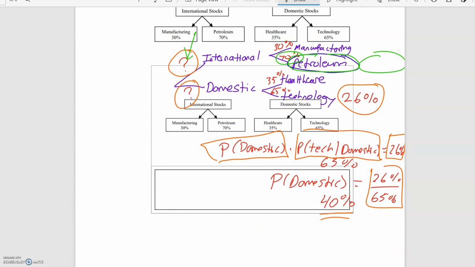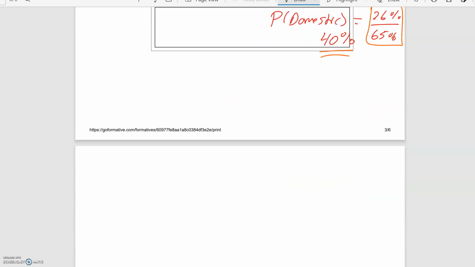So why did we find out the domestic? Well, we know what the probability is of domestic, that's 40%. Then this international is actually 60%. So we have a 60% chance of him investing there. Well, now I have everything that I need. So I can do 60% times the 70%, which would give me, I believe, 42%. And the reason why we're multiplying is because if there's a 60% chance of going international, then of that 60%, 70% of it is going to petroleum, which is why we're multiplying there. And so our final answer will be 42%. So again, the tree diagram helps clarify a lot of that.